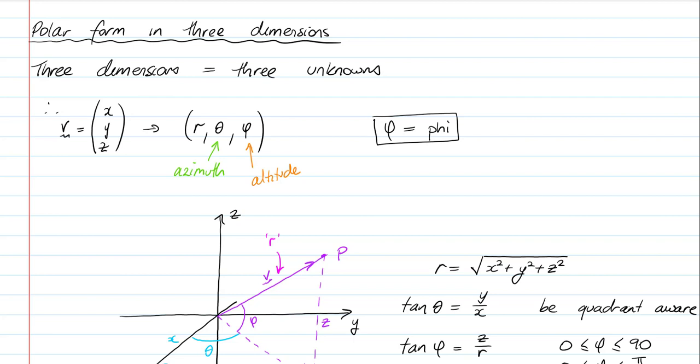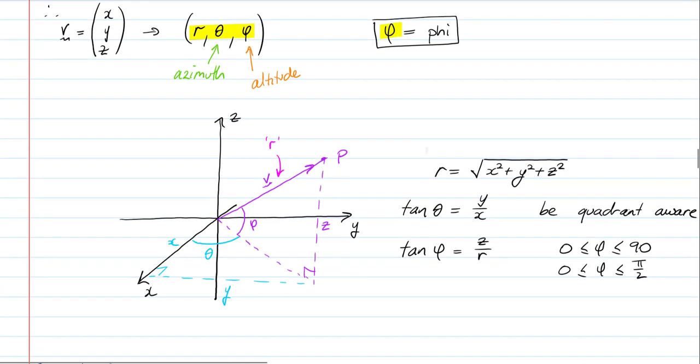So, 3 dimensions means we have 3 unknowns. We have x, y and z in component form. It means when we get to polar form, we also need to consider 3 unknowns. 2 is not enough anymore. So we have r and we have theta. Theta is the azimuth. And then we also have this altitude, which is called phi typically. Another Greek letter. So, let's have a look at a diagram.